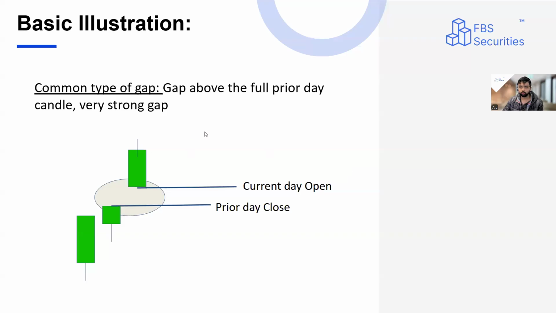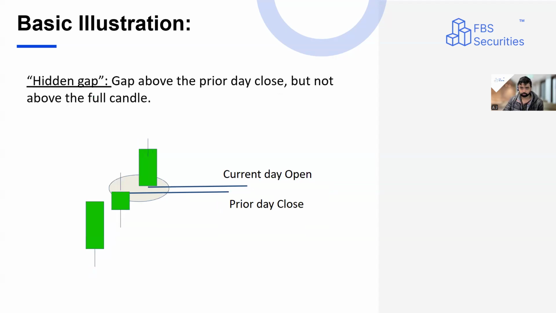So just wanted to show, this is a typical gap. I'm using a bullish instance where we have the previous day close and the current day open, which is above the previous day close. So you create this gap in the price, and technically this is a very strong gap because you're opening above the whole previous day candle.